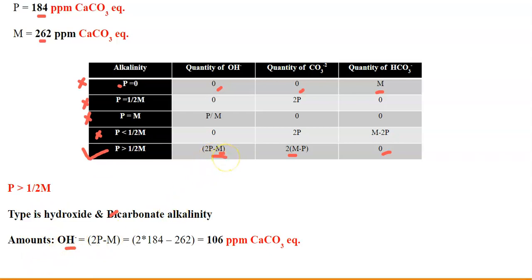So the formula is 2 into P minus M. So you will just substitute the values and you will get the amount of hydroxide alkalinity as 106 ppm of calcium carbonate equivalent. Similarly, for carbonate alkalinity, the formula is 2 in bracket M minus P. So you will substitute the values and you will get the amount of carbonate alkalinity is 39 ppm of calcium carbonate equivalent. So now we have found the type of alkalinity is hydroxide and carbonate alkalinity, and the amounts are 106 and 39 ppm of calcium carbonate equivalent respectively.